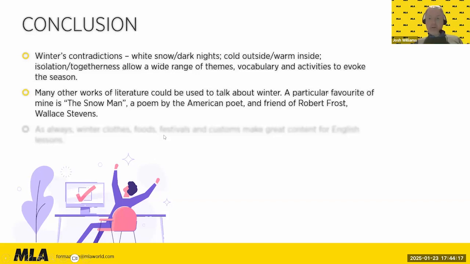One of my favorites, probably my favorite poet, is Wallace Stevens, who's an American poet. His The Snowman is a really interesting poem. It's not really about a snowman. It's actually about the idea of trying to think yourself into a landscape. It's quite a complex poem, but maybe we'll look at it in the future.